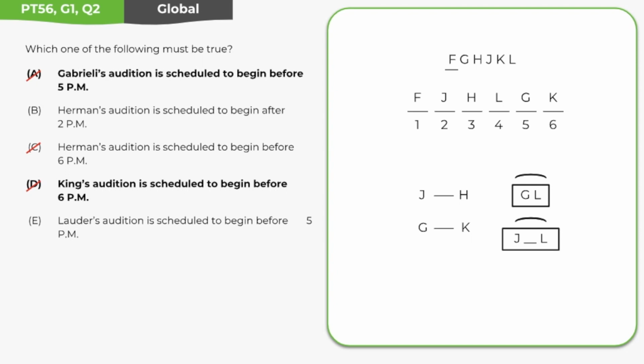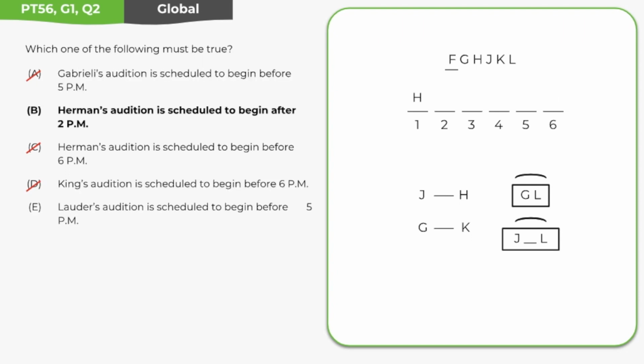So for example, in D, K's audition is scheduled to begin before 6. Our hypothetical shows that K doesn't need to begin before 6. K could begin at 6. Let's just check E while we're at it. L's audition is scheduled to begin before 5. Okay, so that is true here. Can't eliminate it, so we can go on to create a new hypothetical to test answer choice B.